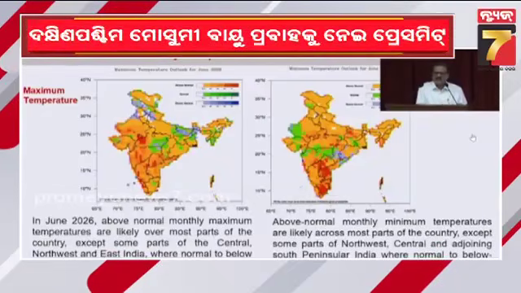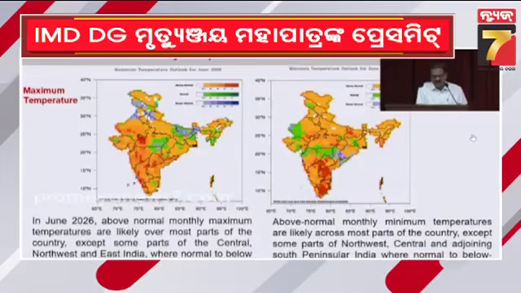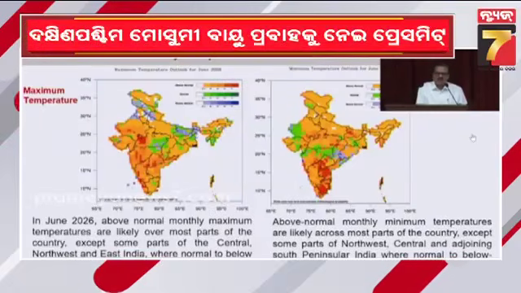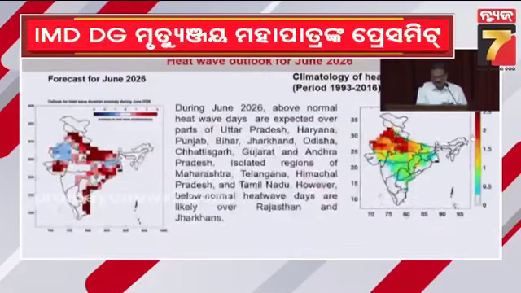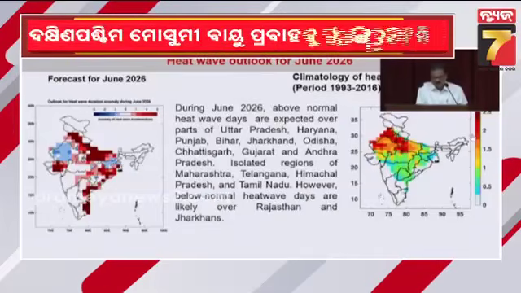So there are certain areas, therefore, you can find out, like say Uttar Pradesh and western Madhya Pradesh and southern parts of peninsula, where both maximum temperature and minimum temperature are expected to be above normal. That means that you can expect the heat wave conditions, along with that also warm night conditions in certain days.